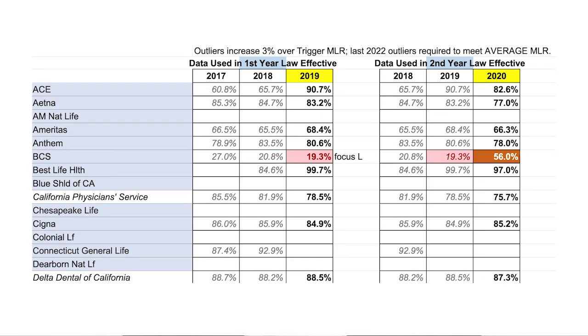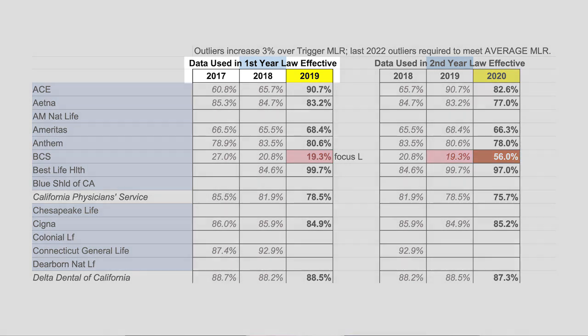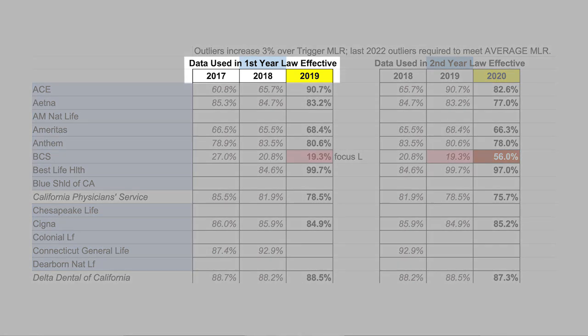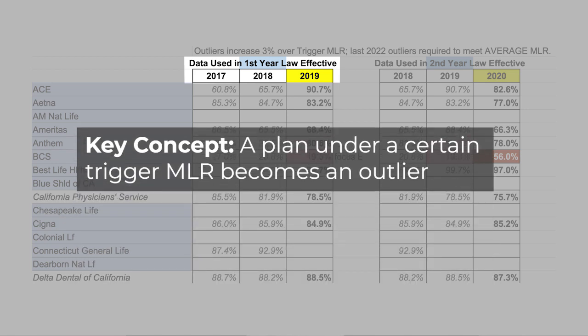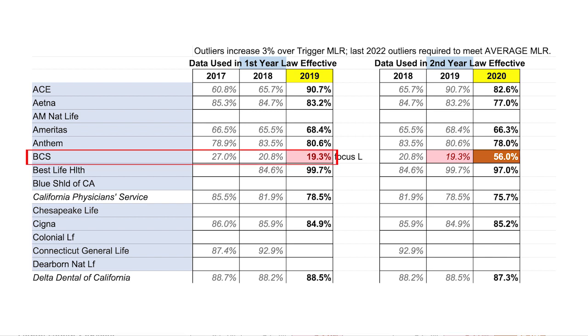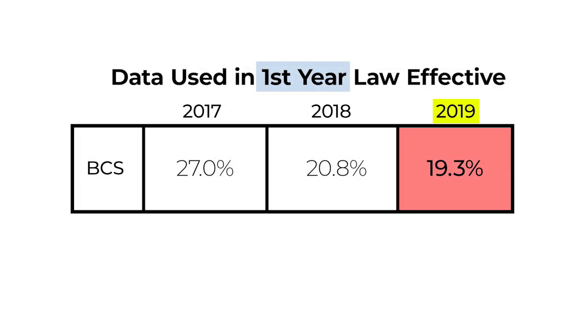So you can see at the top of the chart, the data was used in the first year that the law became effective. It's effective in 2019. They're using data from 2017, 2018, and 2019. And one of the key concepts in the model is that a plan that's under a certain trigger medical loss ratio becomes an outlier for not having a high enough medical loss ratio. And you can see there was a company called BCS with a 19.3% medical loss ratio, and that is highlighted for you. That is considered an outlier.